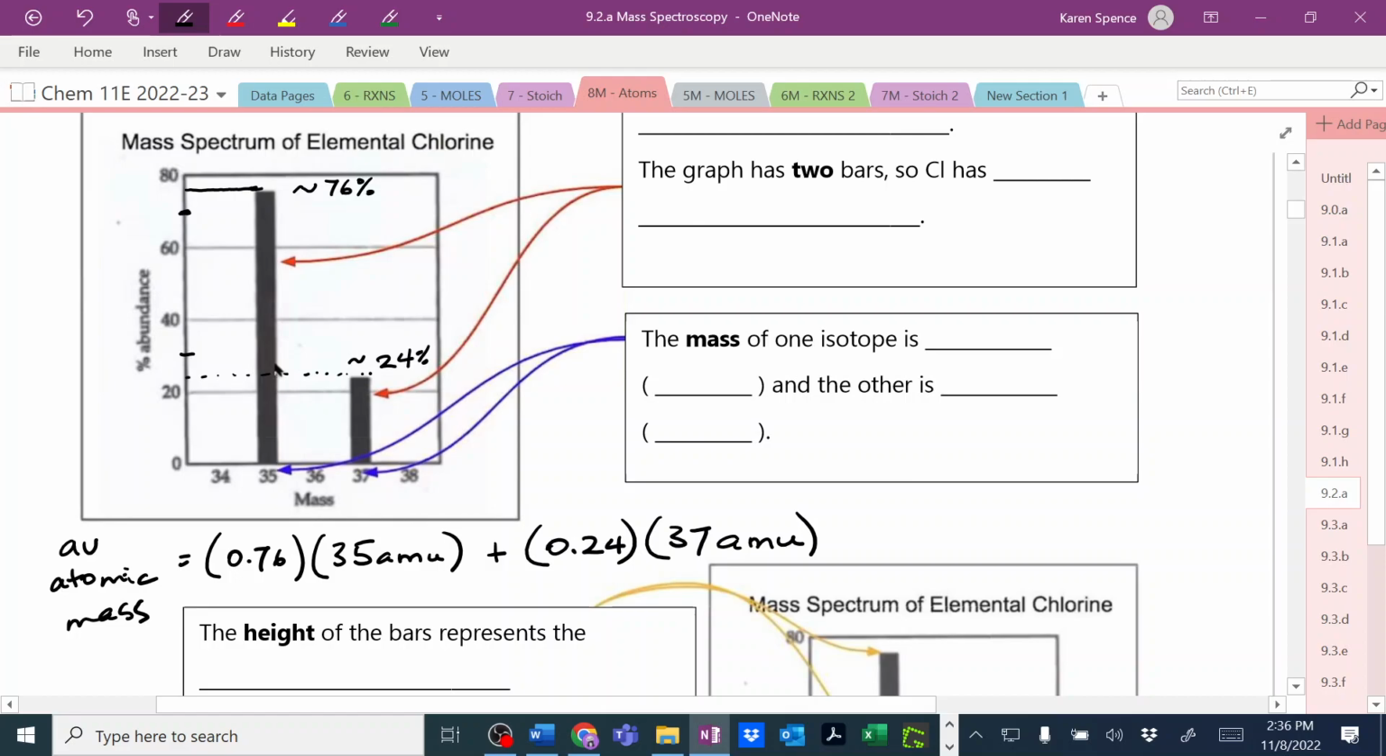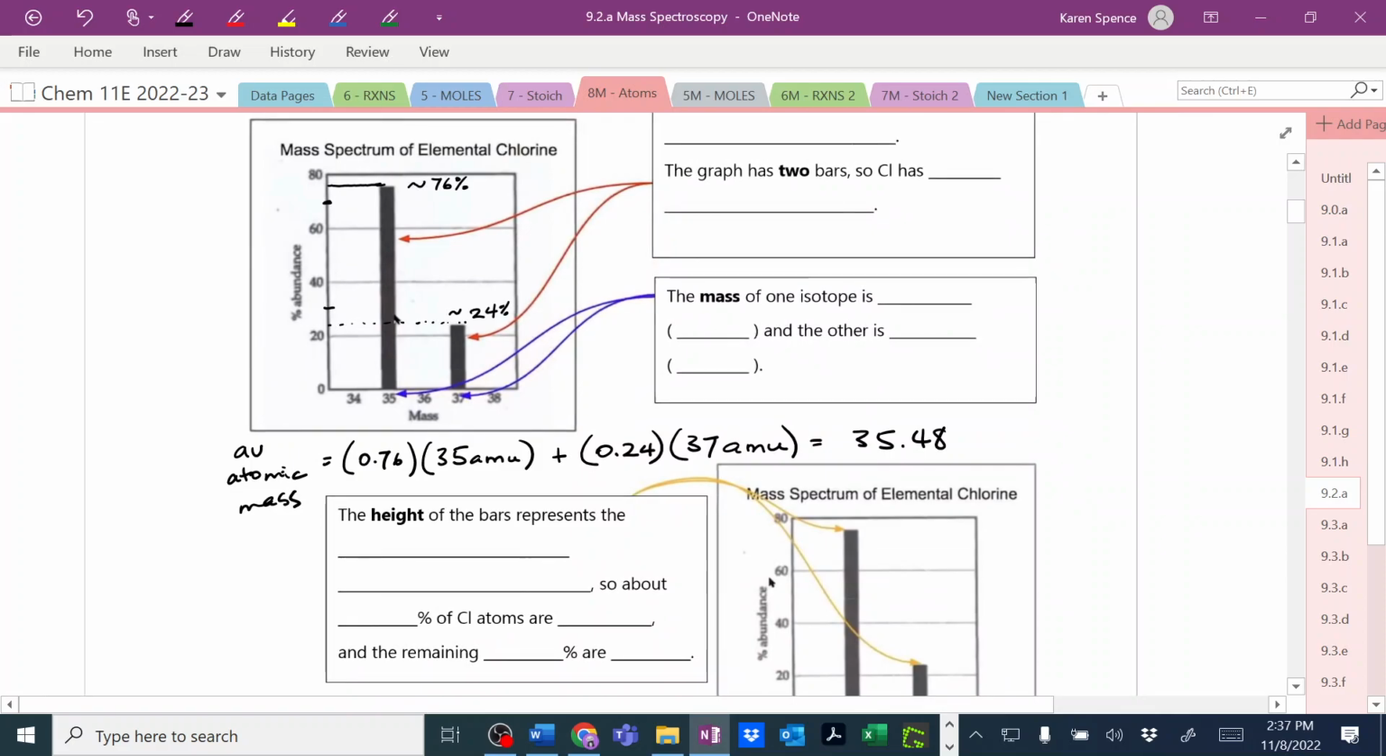You'd be like, okay, I've got 0.76 times 35 plus 0.24 times 37, and you get 35.48, which is really close to the 35.5 that you get on the periodic table. The reason it's not exactly 35.5 is because I am estimating these percentages from a graph. I don't know my exact number. And that's really all there is to it.